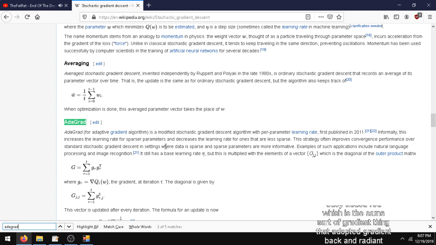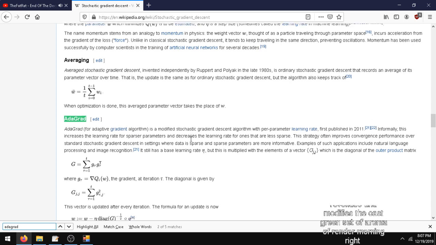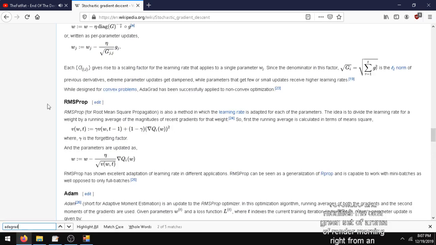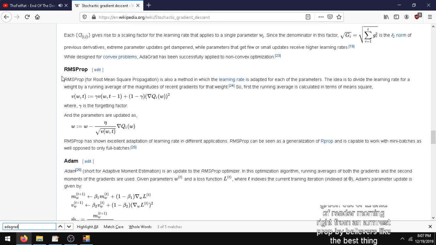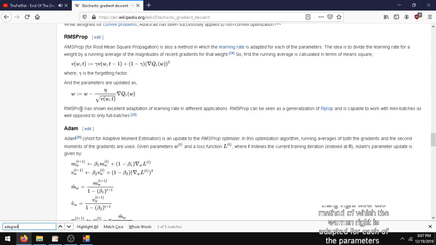Adaptive gradient algorithm is a modified stochastic gradient descent algorithm with per parameter learning rate. Yeah. RMS prop, I believe, is like the best thing right now. It's a method in which the learning rate is adapted for each of the parameters. RMS prop has shown excellent adaptation of learning rate in different applications. I'm just telling.